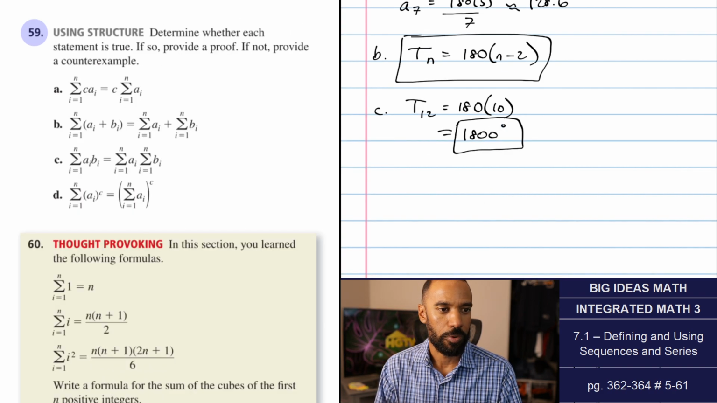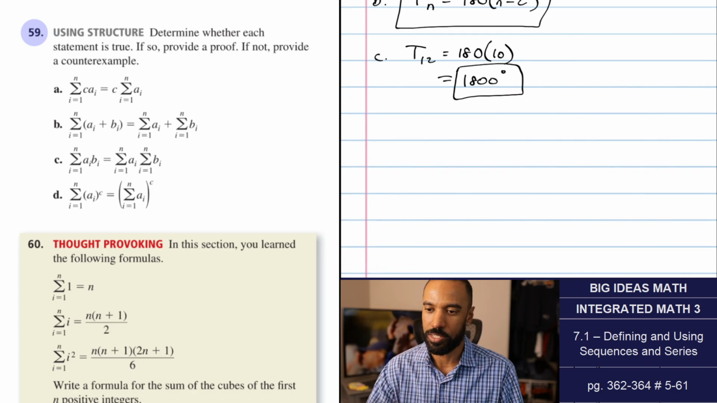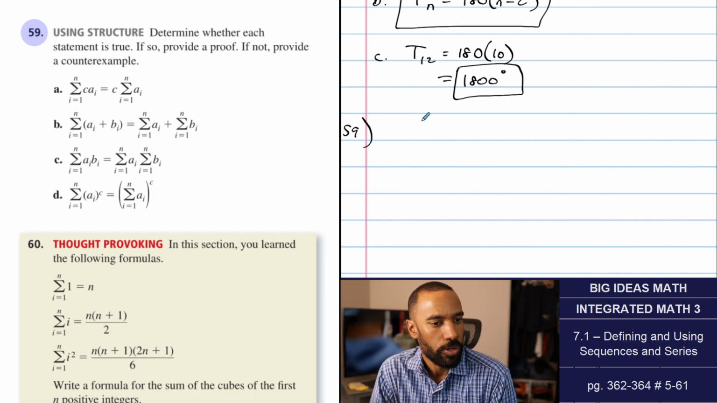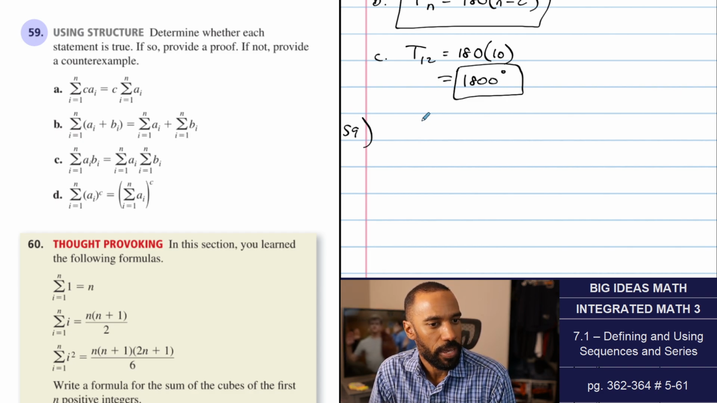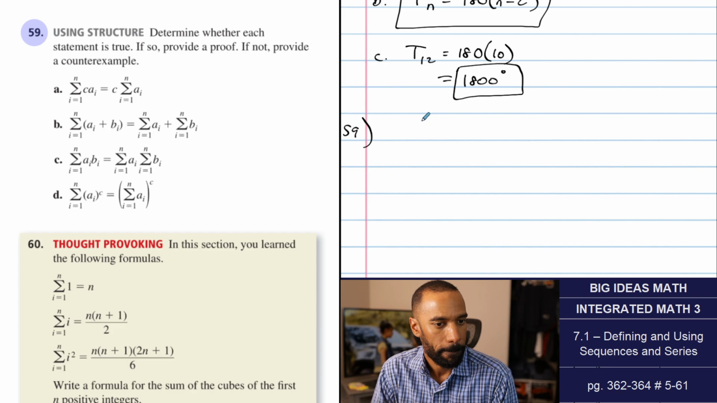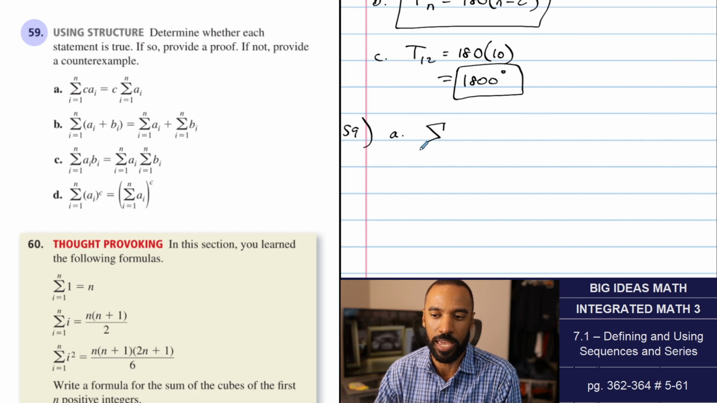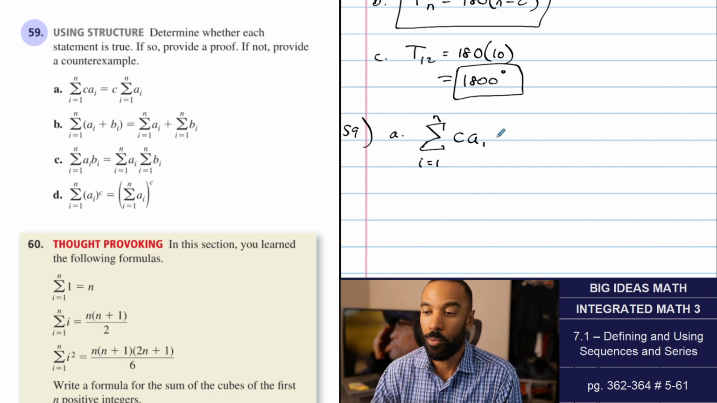All right, we have 3 more questions, numbers 59, 60, and 61. So number 59, determine whether each statement is true. If so, provide a proof. If not, provide a counterexample. And that's exactly how I would do a disproving. If I knew that something was false, I wouldn't try and prove it false. I would say, here's an instance where it doesn't work. Now, can I tell if these work or not? Depends on the problem.